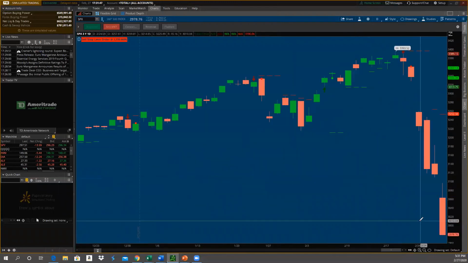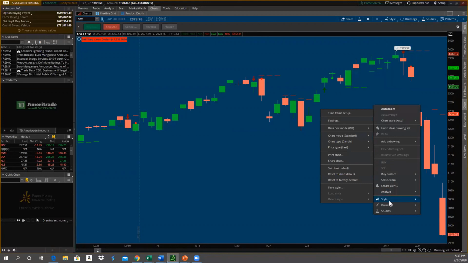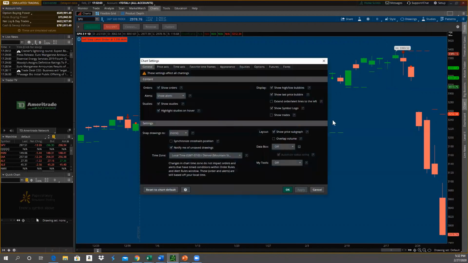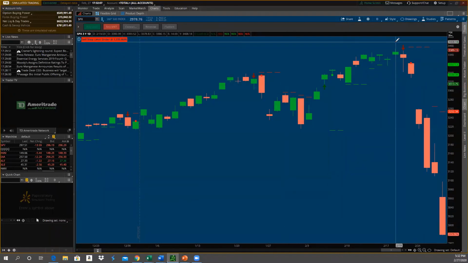So this is our Trade Trend indicator. It actually caught the sell-off right at the top. So it gave a sell signal here on February 20th before the sell-off happened.